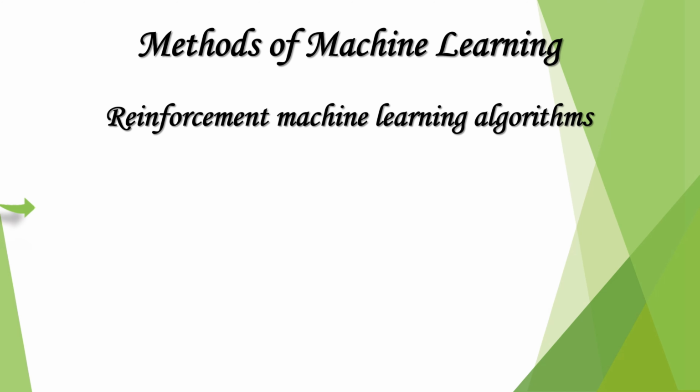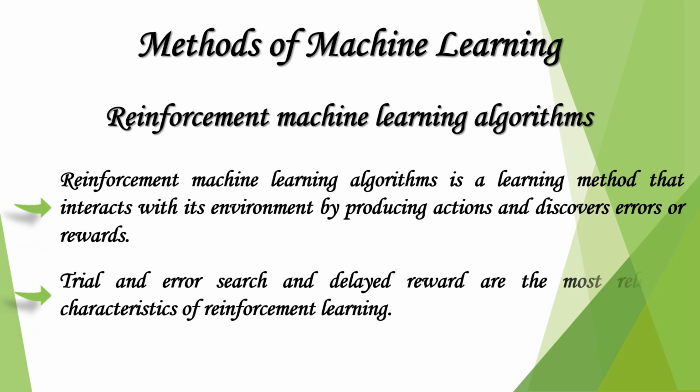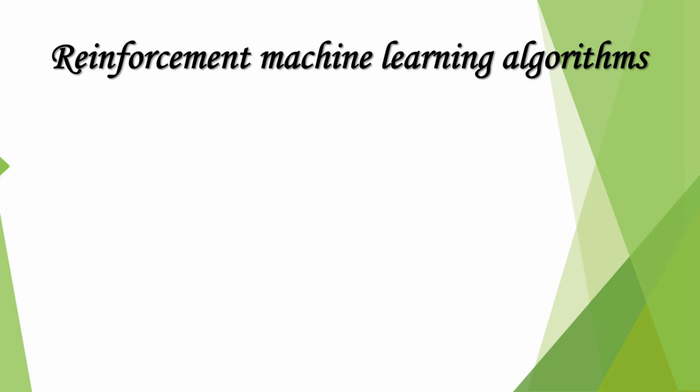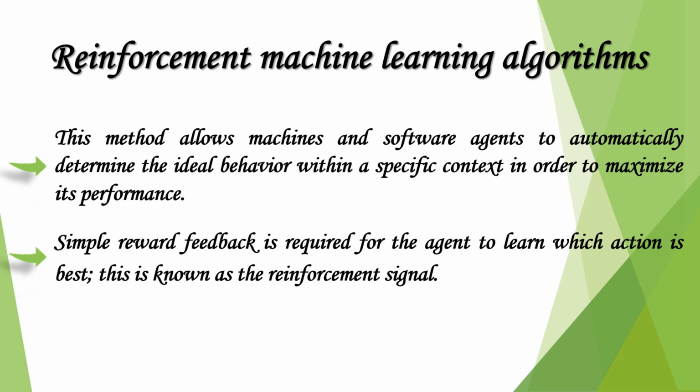Reinforcement machine learning algorithms. Reinforcement machine learning is a learning method that interacts with its environment by producing actions and discovers errors or rewards. Trial and error search and delayed reward are the most relevant characteristics of reinforcement learning. This method allows machines and software agents to automatically determine the ideal behavior within a specific context in order to maximize its performance. Simple reward feedback is required for the agent to learn which action is best. This is known as the reinforcement signal.